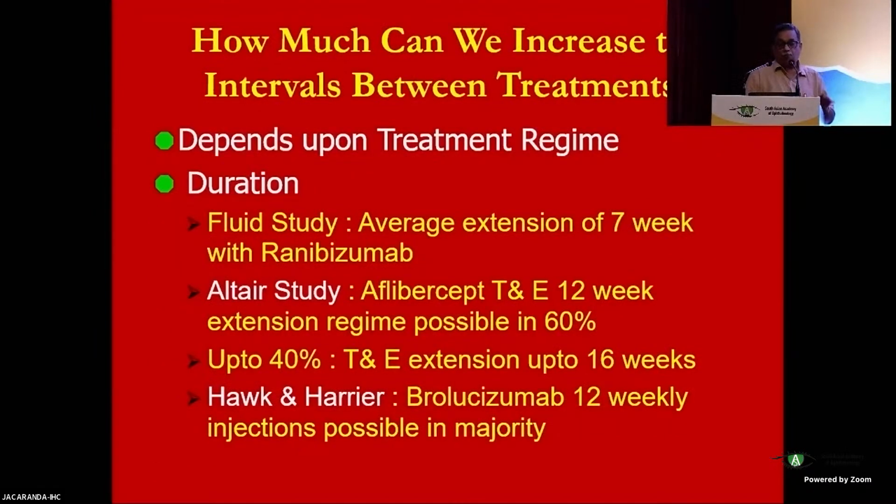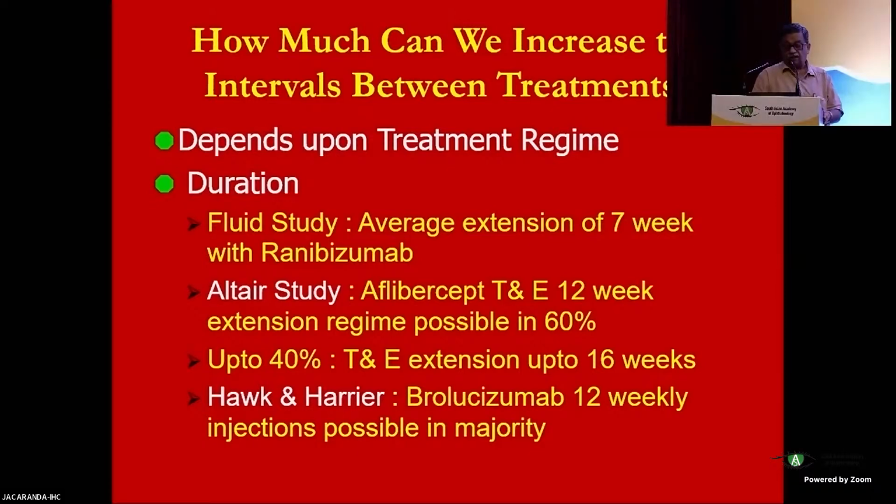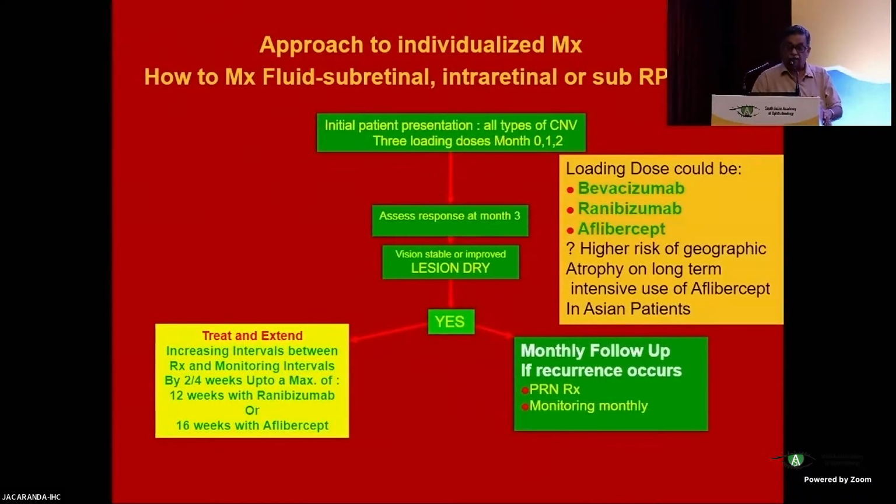So the question is, how much can we increase the intervals between these patients? Various studies showed that with the fluid study, you could go up to 7 weeks as an average with ranibizumab. The Altair study showed us that with aflibercept, an extension of 12 weeks was possible in 60% of patients, which is great. And in 40% of the patients, you could go up to 16 weeks intervals. The Hawk and Harrier also showed that in a large number of patients, you could go to 12-weekly injection. And I think that has been shown by Dipinder as the Indian results being better than that also.